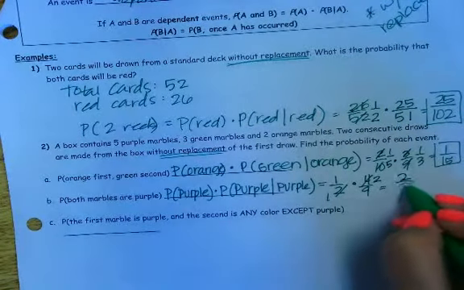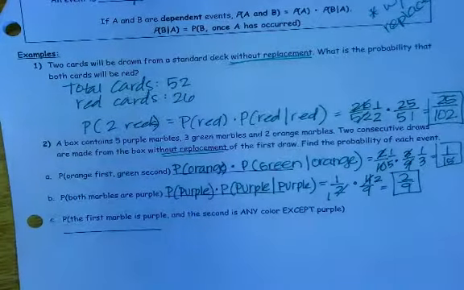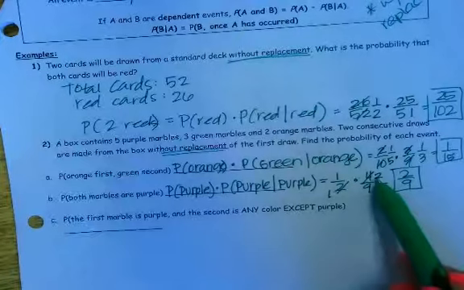Wait, why did you change the 4 to 2 and the 2 to 1? You just cross cancel. 2 is a multiple of 4. So 2 times 4 is the same thing as 1/2.